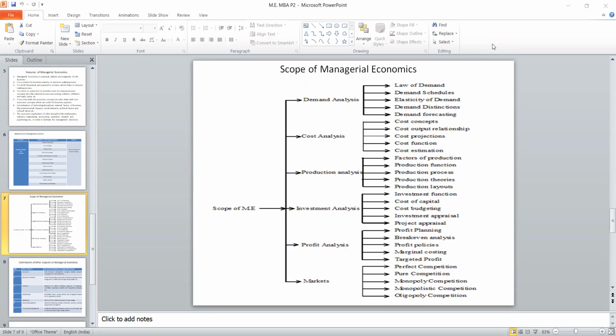Finally, the market structure. Here we are going to study different markets like perfect competition, monopoly, monopolistic competition, and oligopoly. Apart from this, there are two or three other markets, but our syllabus covers only these five market structures. So whenever they ask about the scope of managerial economics, first you have to define what managerial economics is, and you should say what the area of study is.